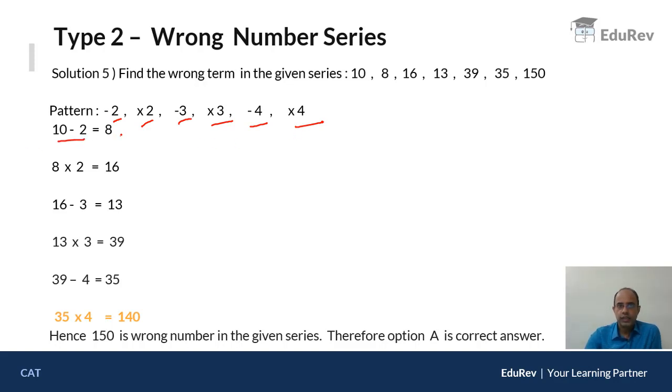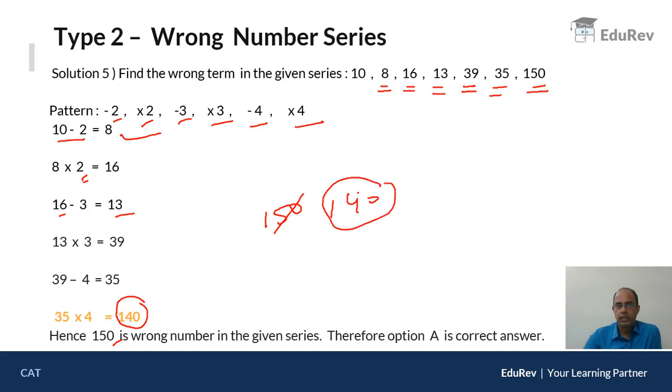10 minus 2 is 8. We get this. 8 into 2 is 16. We get the next term. 16 minus 3 is 13. We get the next term. 13 threes are 39. We get the next term. 39 minus 4 is 35. We get the next term. But 35 fours are 140. Here it is given as 150. Hence 150 was wrongly placed. Instead of 150, it should have been 140. Therefore, option A is the correct answer.